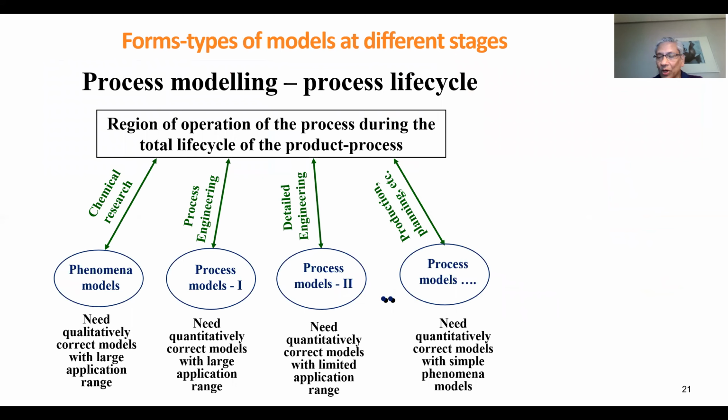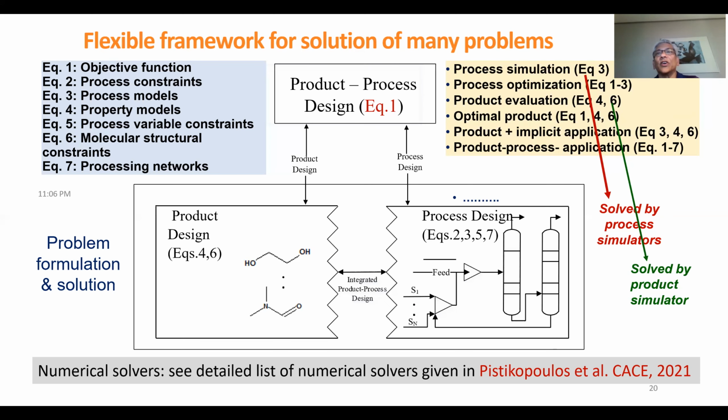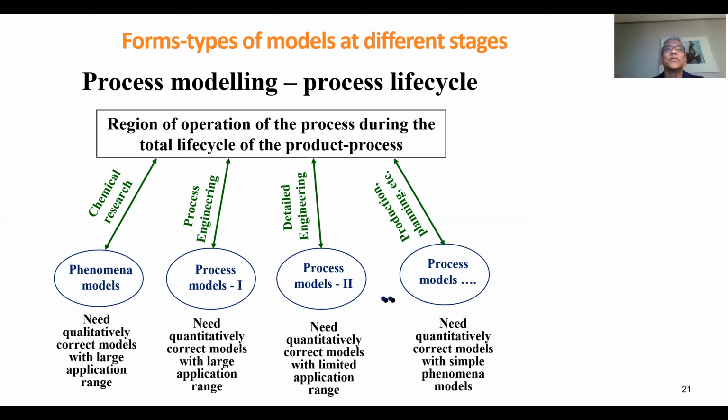So what we have seen up to now is that depending on the problem, we will have different sets of equations that we need to solve. Also, we will have phenomena models, that is the property models embedded in the process model, and the process model can have different forms. So what this slide shows is that in the process life cycle, we need different forms of models, but some models do not change, other models change.